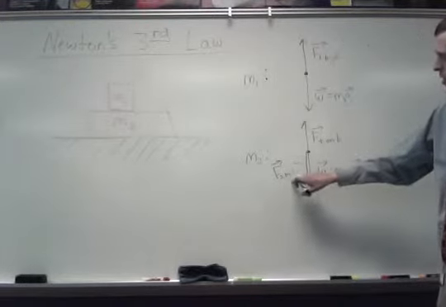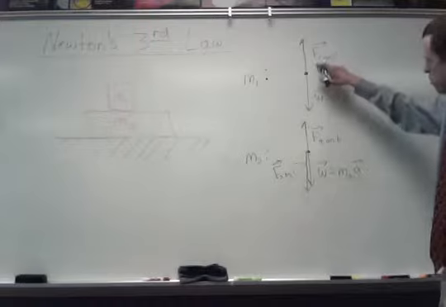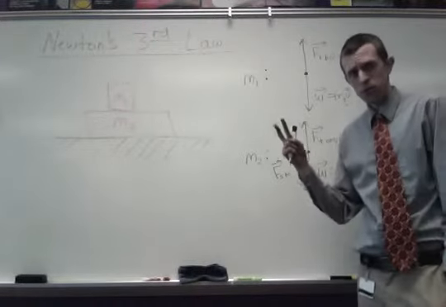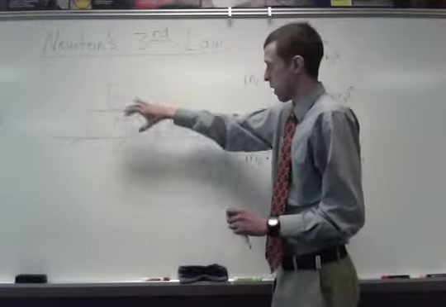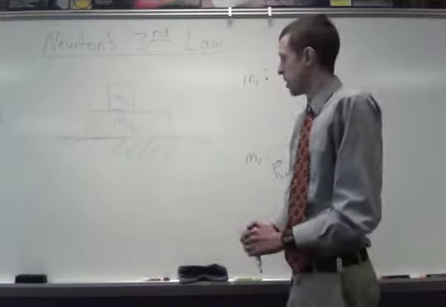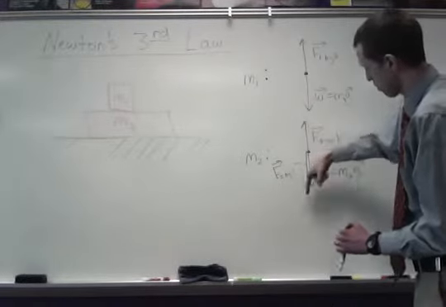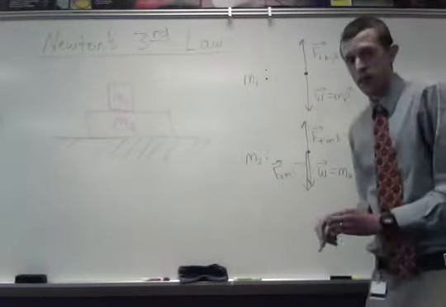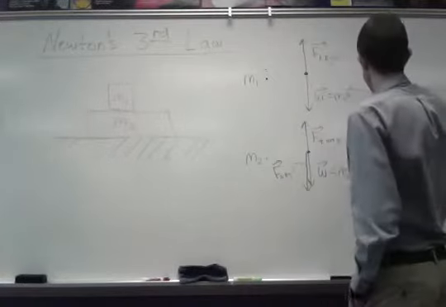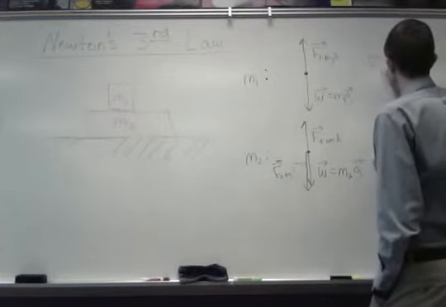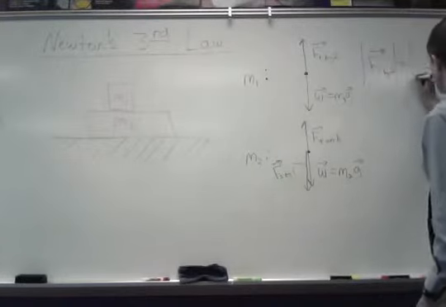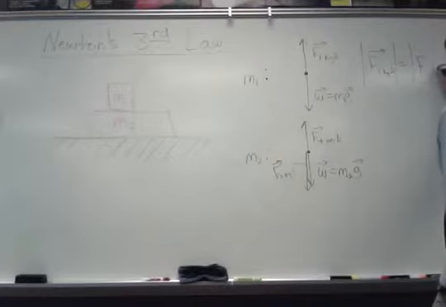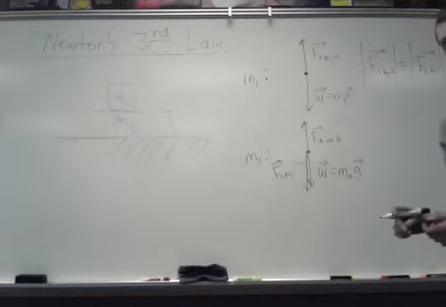Now, the force on 2 by 1 and the force on 1 by 2, that's a Newton's third law pair. That's two forces from two different objects acting on each other. They happen in opposite directions. This one's downward, this one's upward, and they're equal in magnitude. So I could further state that the magnitude of the force on 1 by 2 is equal to the magnitude of the force on 2 by 1. They're just in opposite directions.